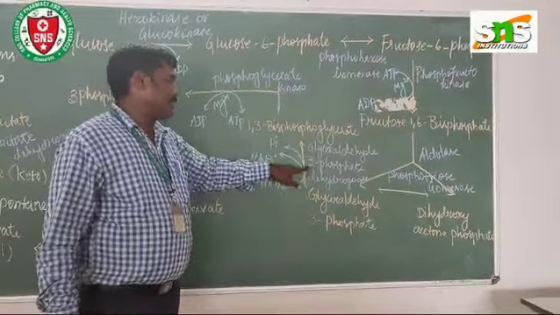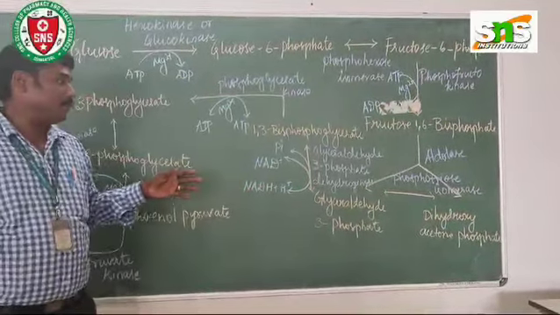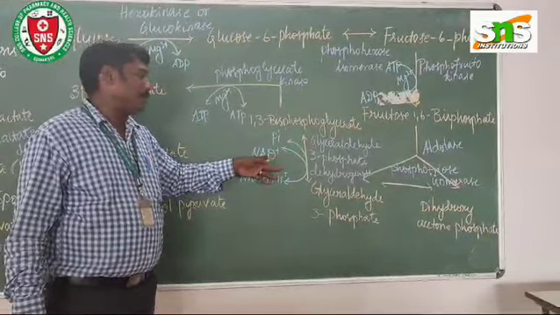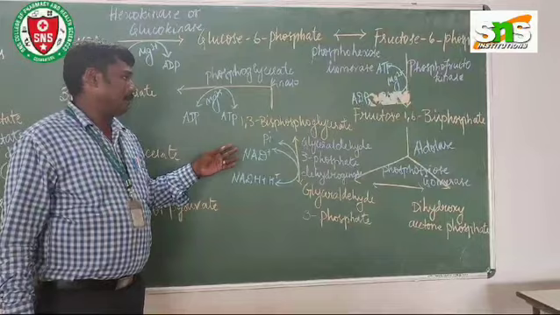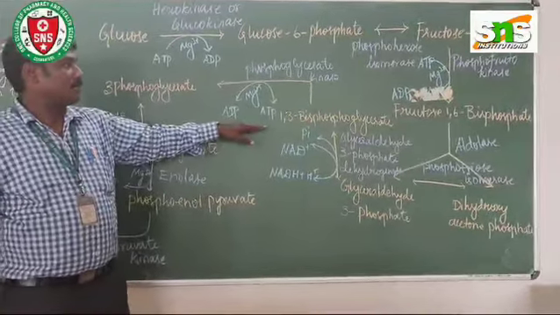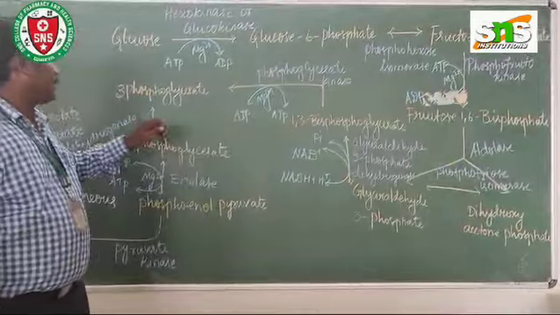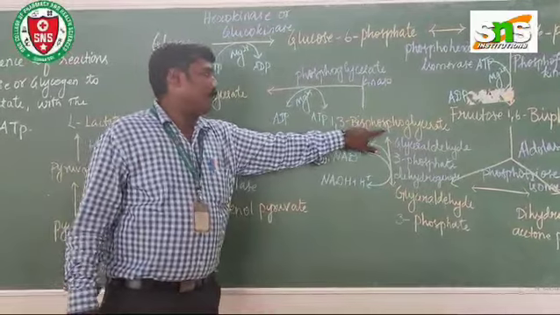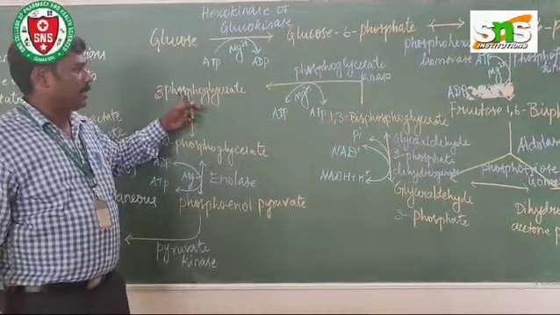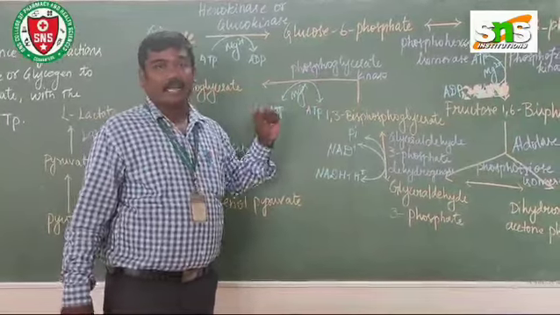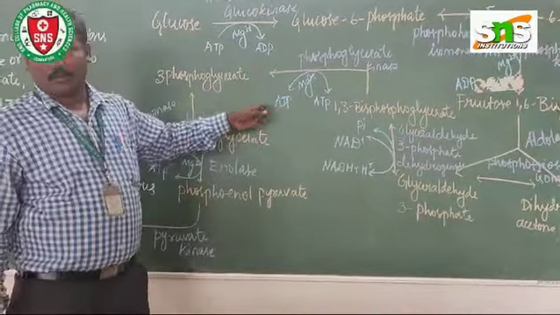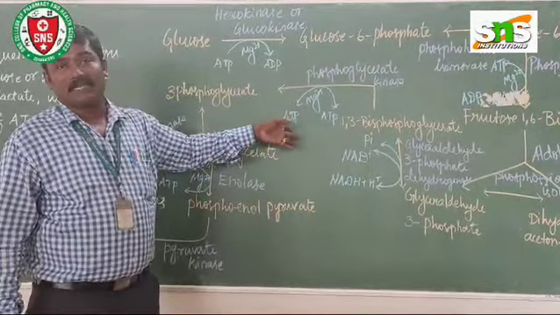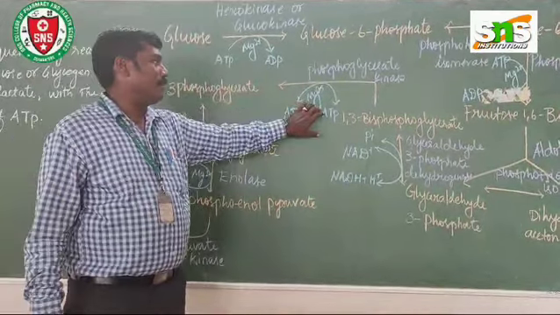This reaction is catalyzed by the enzyme glyceraldehyde 3-phosphate dehydrogenase. Here NADH2 will be converted into NAD and phosphate ion will be eliminated. The next step is conversion of this 1,3 biphosphoglycerate into 3-phosphoglycerate. This reaction is catalyzed by the enzyme phosphoglycerate kinase. What will happen here? Here ATP will be converted into ADP. This reaction is carried out in presence of magnesium ions.